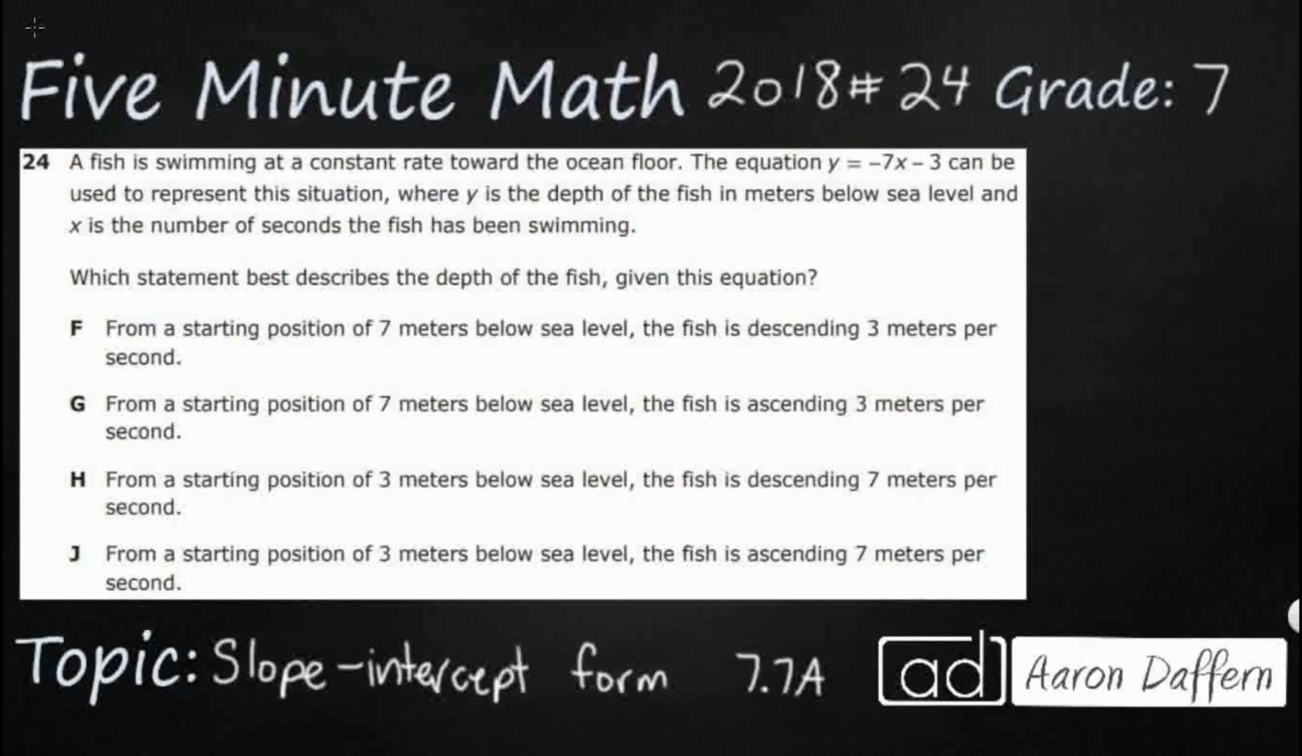Today we are looking at the 7th grade concept of slope-intercept form. This is standard 7.7a in the great state of Texas, and we are using item number 24 of the 2018 released STAAR test. If you have not done so already, please go ahead and take a moment to pause the video, work this problem out on your own, unpause it, and then we will look at our answers together.